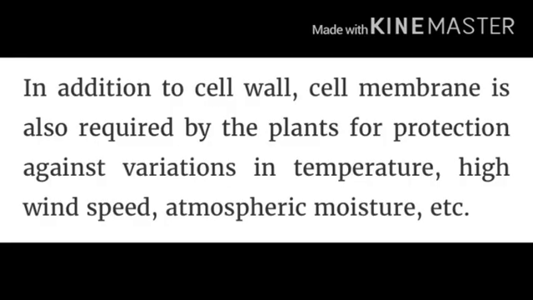In addition to the cell membrane, the cell wall is also required by the plants for protection against various variations in temperature, high wind speed, atmospheric moisture. The plant cell and the bacteria also have an outer wall surrounding the cell membrane. This outer wall is called cell wall. The cell wall is made up of stiff material called cellulose. The cell wall in plants surrounds the cell and provides protection against temperature variation, high speed wind and atmospheric pressure also.